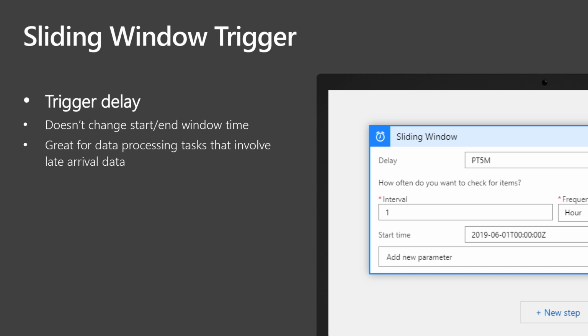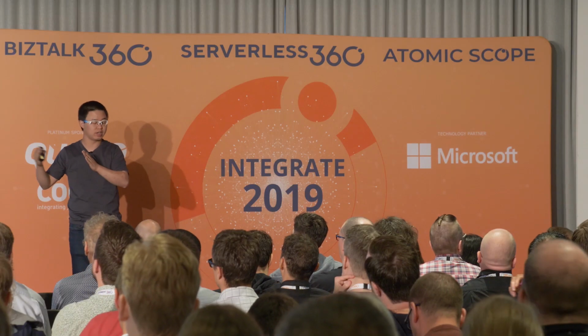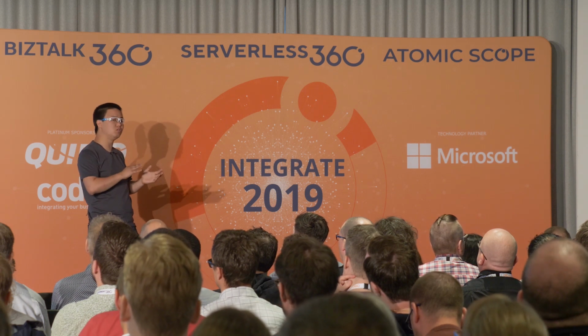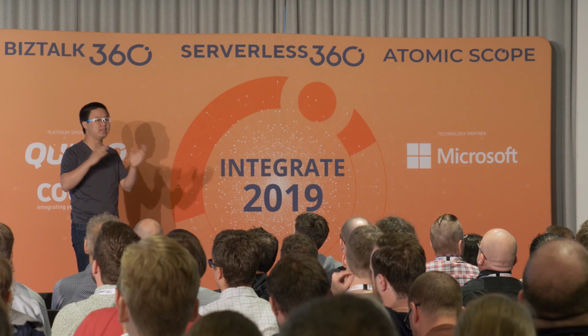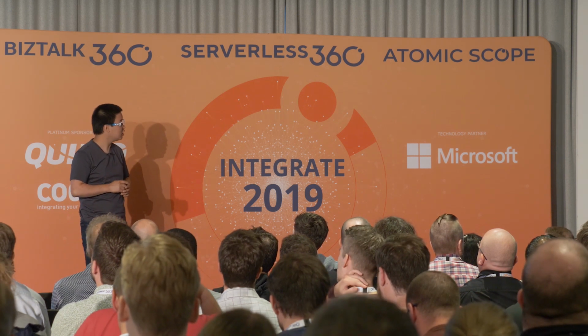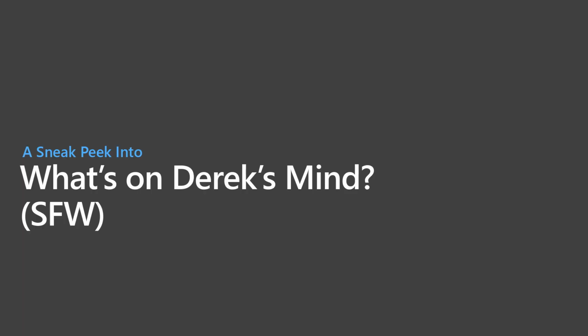And so my logic app will trigger at 5 minutes after each clock, but the start time and end time will still be 1 to 2, 2 to 3, etc. So you don't have to do all the compose action and minus 5 minutes plus 5 minutes to do that. We do it for you. So that is sliding window trigger.